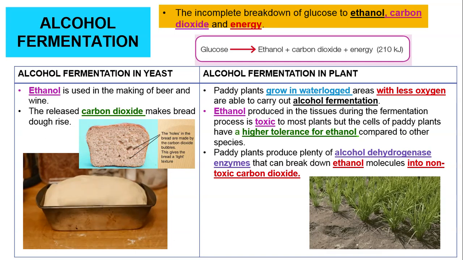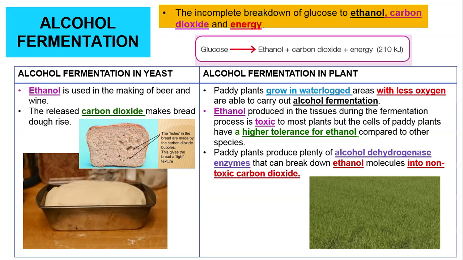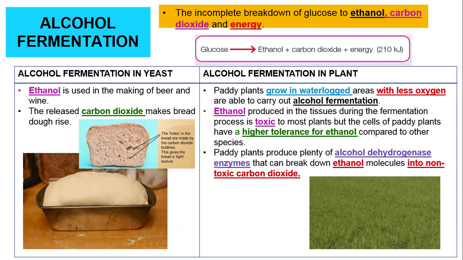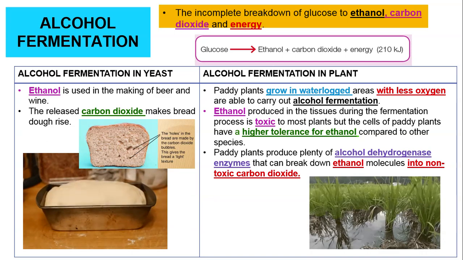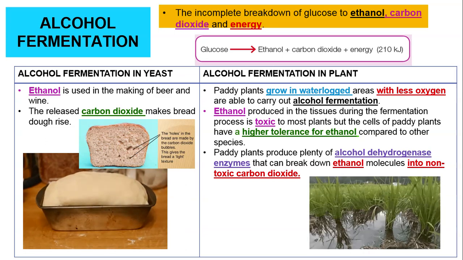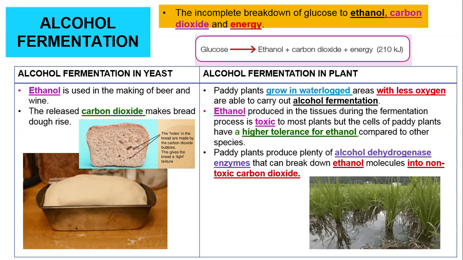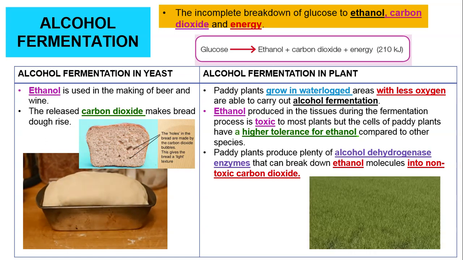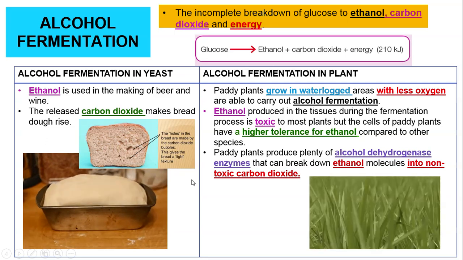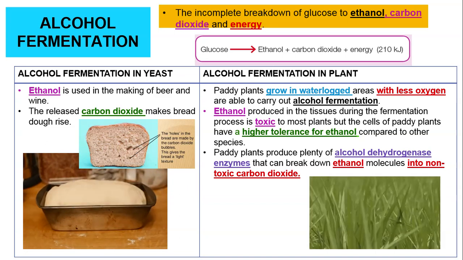Now we are going to discuss the alcohol fermentation. So the definition is, alcohol fermentation is the incomplete breakdown of glucose to form ethanol, carbon dioxide and energy. So during this time, the energy produced is only about 210 kilojoules. Now we will discuss the alcohol fermentation in yeast. Ethanol is used in the making of beers and wine. In the diagram, you can see that what makes the bread dough rise is the carbon dioxide that has been released and trapped in the dough.